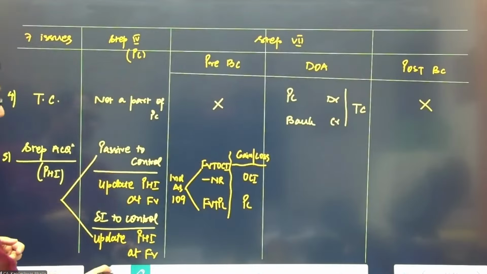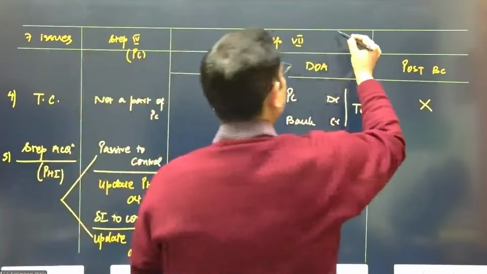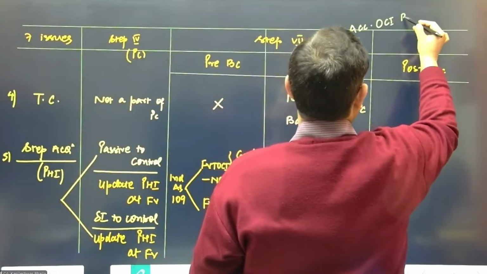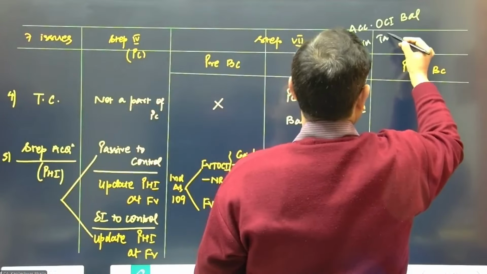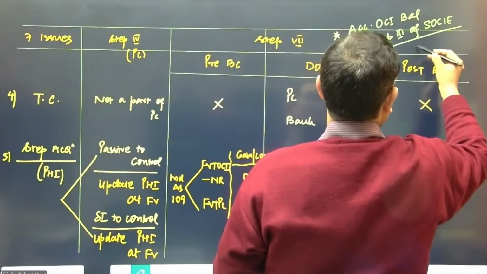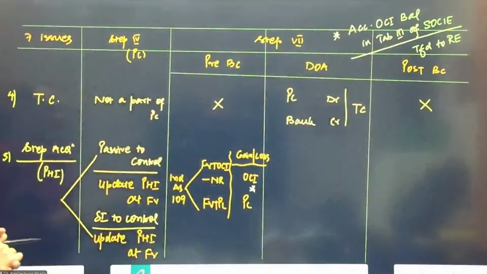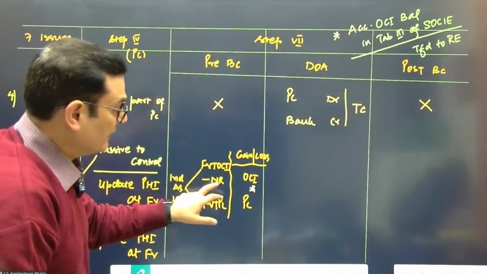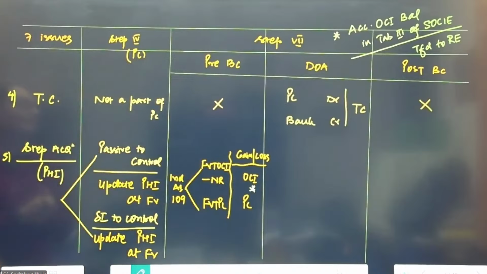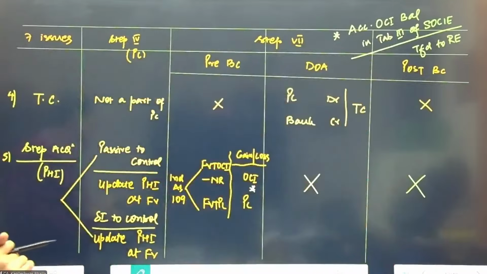And by the way, what happens to the AOCI, the accumulated other comprehensive income balance? Transfer to retained earnings. That's right. So the accumulated OCI balance in the statement of changes in equity is transferred to retained earnings in this case. That's the only thing you need to keep in mind. The gain or loss in other comprehensive income and the accumulated balances will be taken to retained earnings. I guess there is no impact on the date of acquisition and no impact on the post-business combination as well.